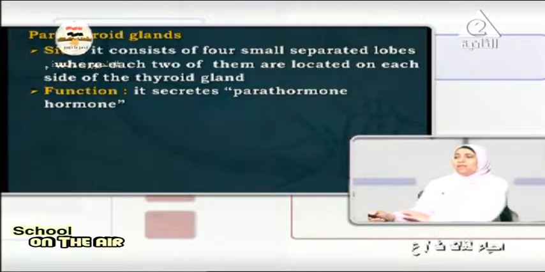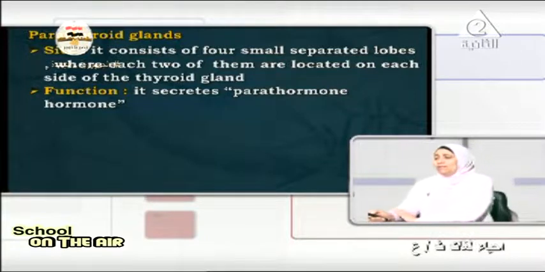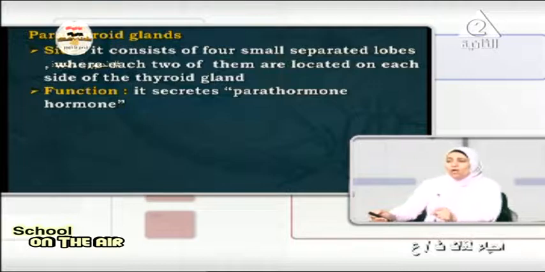What is the parathyroid gland? The parathyroid gland is found at the back of the thyroid gland. It consists of 4 small separated lobes, where each 2 of them are located on each side of the thyroid gland. What is the function of the parathyroid gland?